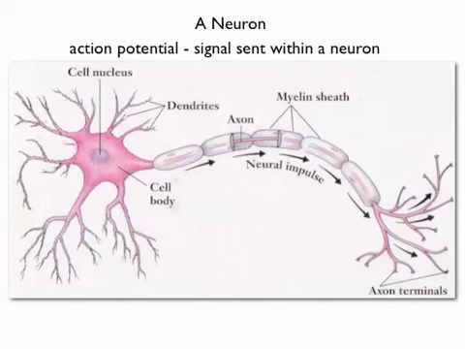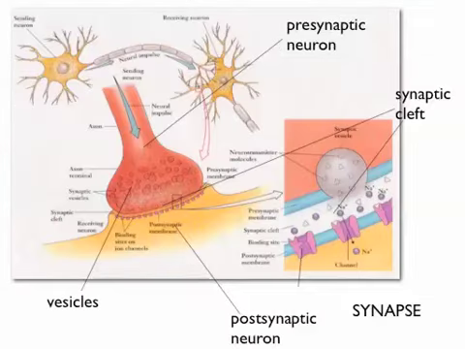So if the action potential is a signal sent within a neuron, then how does the signal get to another neuron? Because remember, neurons do two things. They receive signals from other neurons, and they send signals to other neurons. Well, let's invoke another neuron here. So up at the top, we have, now they're yellow neurons, a neuron that's going to be sending a signal. The action potential goes all the way down here to the axon terminals.